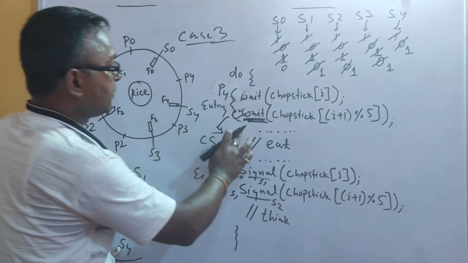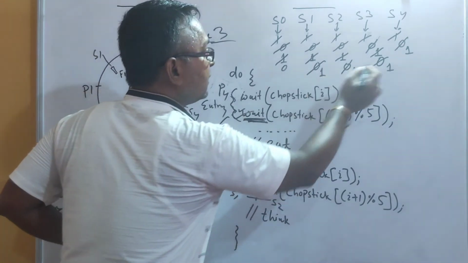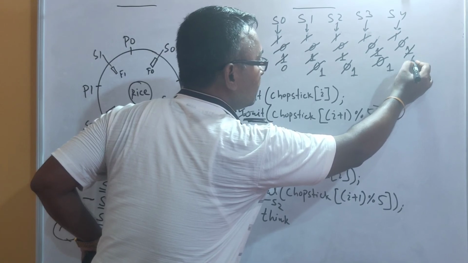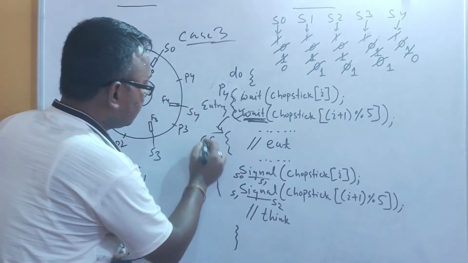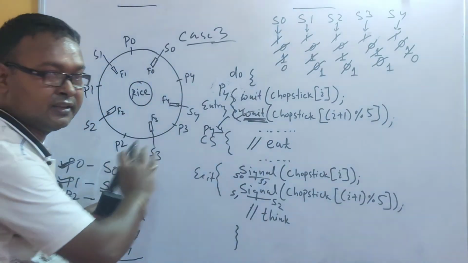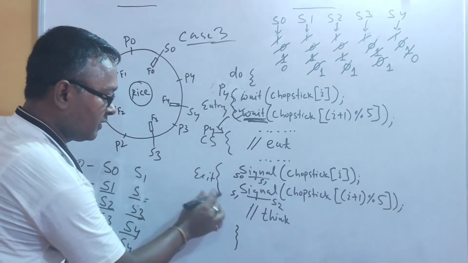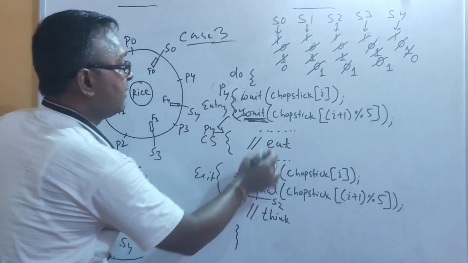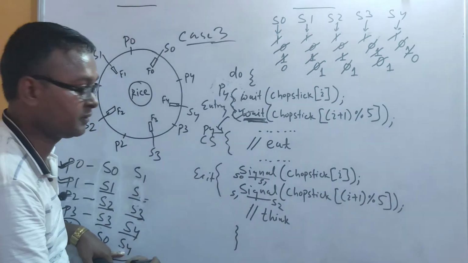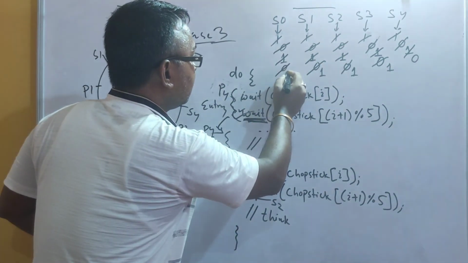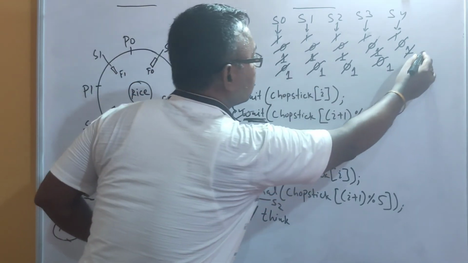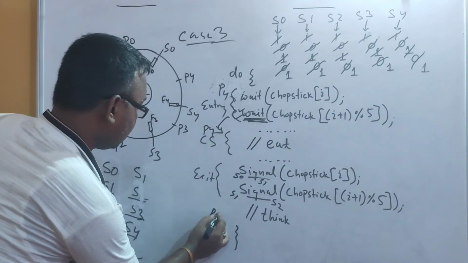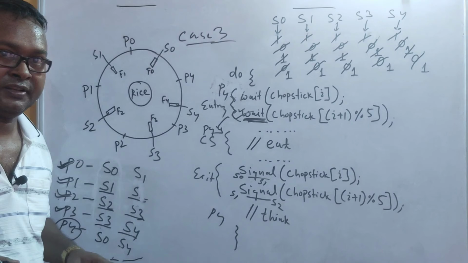Then S4. Semaphore S4, the semaphore value is 1, it can enter. So by decrementing the semaphore value from 1 to 0, right? So P4 enters, executes the critical section, eating of the rice completed, executes this signal operation: signal S0, signal S4, thereby incrementing the semaphore value from 0 to 1. So P4 also completed its eating activities, right?